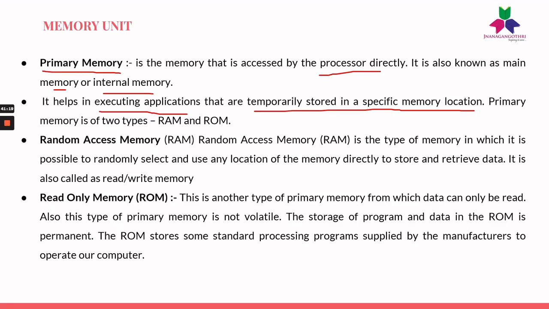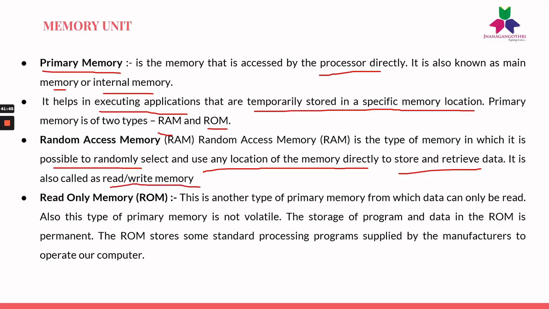As we saw earlier, primary memory is of two types: either RAM or ROM. RAM stands for random access memory. It is the type of memory in which it is possible to randomly select and use any location of the memory directly to store and retrieve data. It is also called read or write memory.